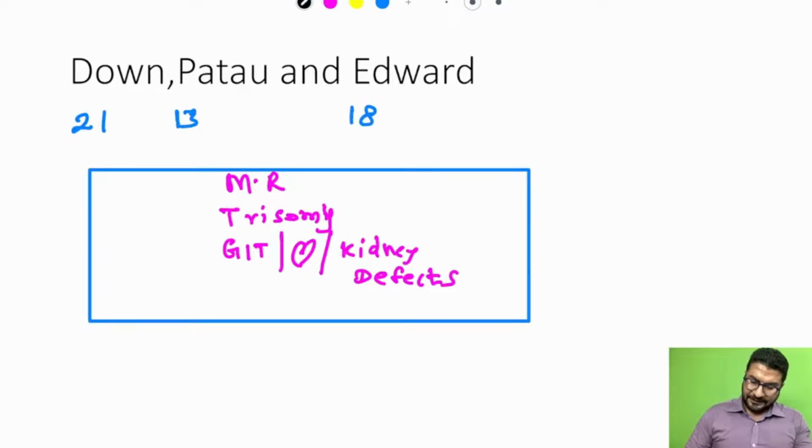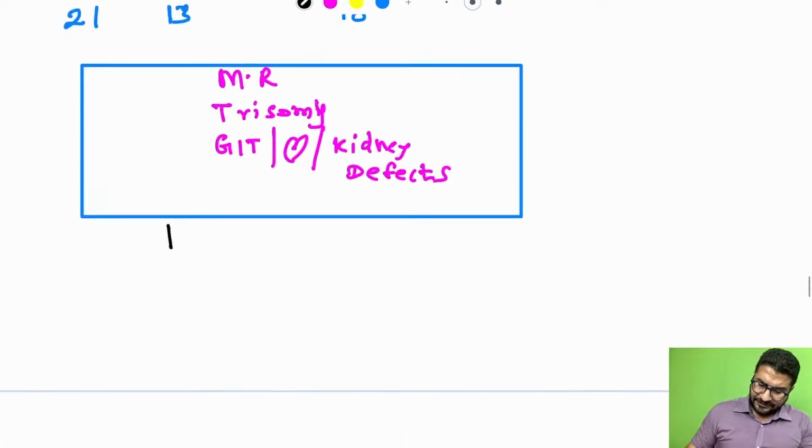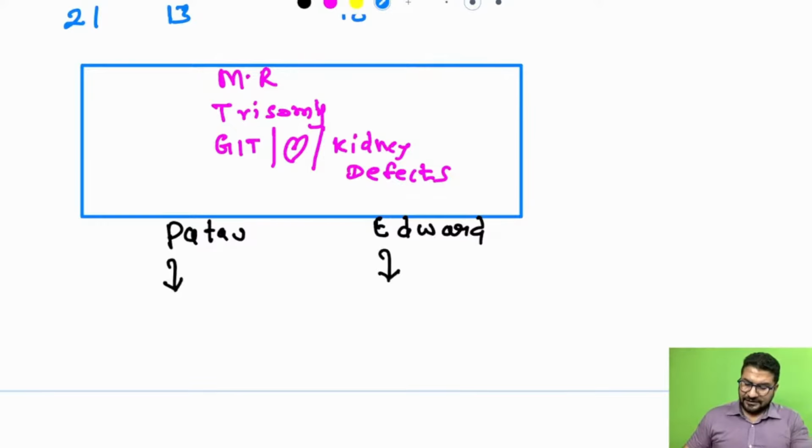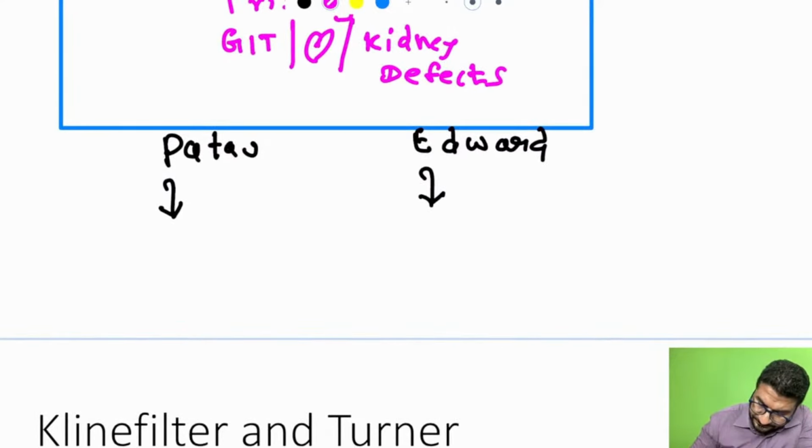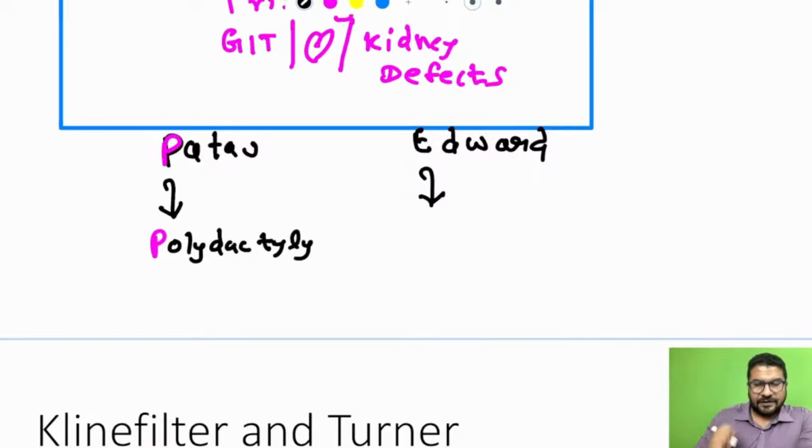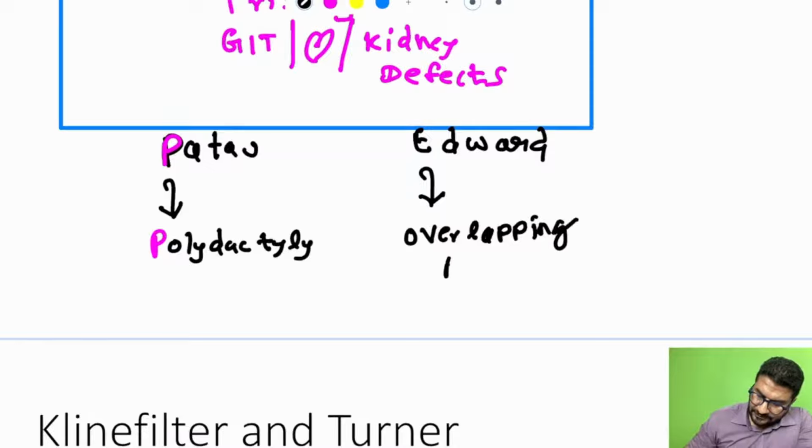Now the point is, how will you differentiate Patau and Edward? Remember P for Patau, and here we have Edward. P for polydactyly. In Patau the patient will have more fingers, meaning more than 5 fingers. In Edward you will not see that; the fingers will be the same number, but they will be overlapping, one over the other. We call them overlapping fingers.